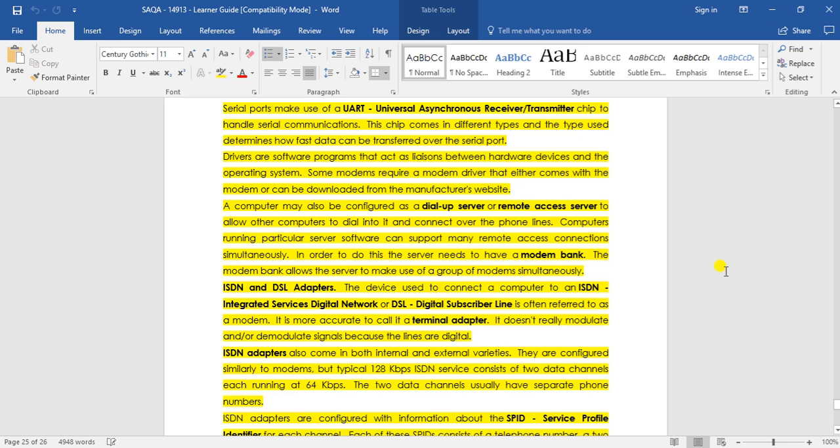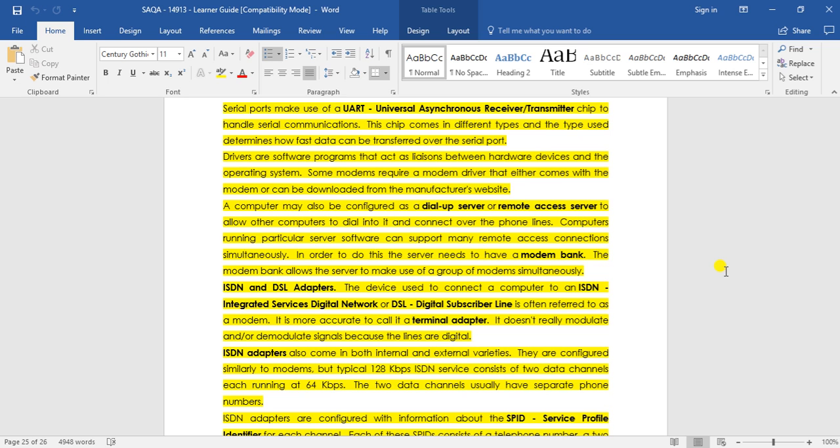A computer may also be configured as a dial-up server or a remote access server to allow other computers to dial into it and connect over the phone lines. Computers running particular server software can support many remote access connections simultaneously. In order to do this, the server needs to have a modem bank. The modem bank allows the server to make use of a group of modems simultaneously.